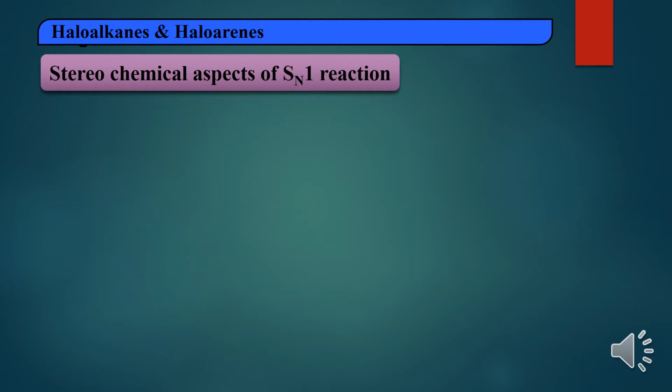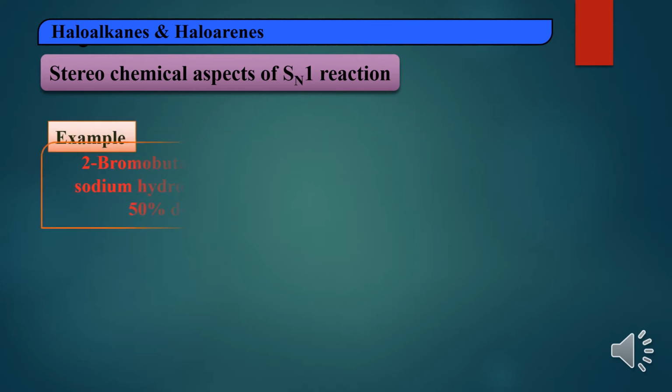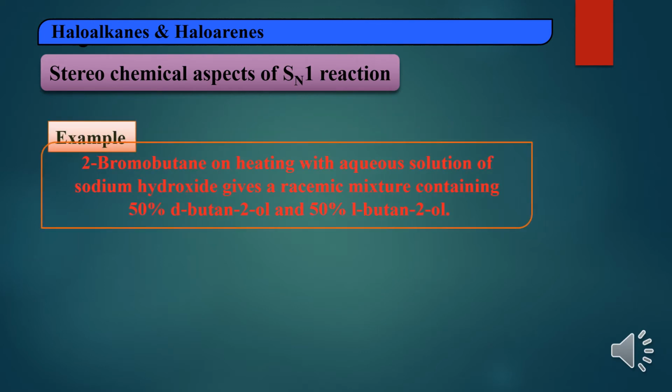Then the stereochemical aspect of SN1 reaction. Again, stereochemical aspect means you have to take an asymmetric carbon containing alkyl halide or haloalkane. You have to take an example and write the reaction. So again I will take the example of 2-bromobutane, which on heating with aqueous solution of sodium hydroxide gives a racemic mixture containing 50% dextrorotatory butan-2-ol and 50% butan-2-ol. Sorry, L, it is levorotatory butan-2-ol.